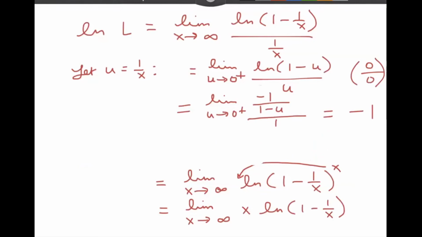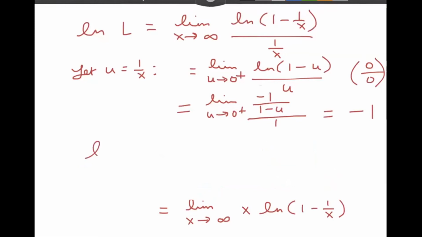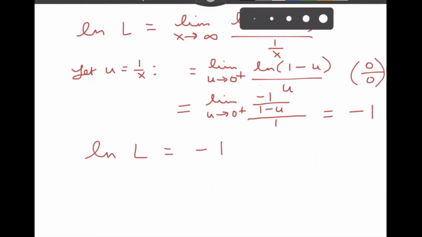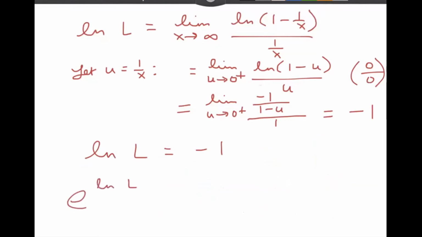All right, and then just don't forget that that is not your answer. That is the natural log of your answer. Natural log of L is equal to -1. So now if I exponentiate both sides, I get that L is e to the -1, also known as 1 over e. So this sequence converges to 1 over e.